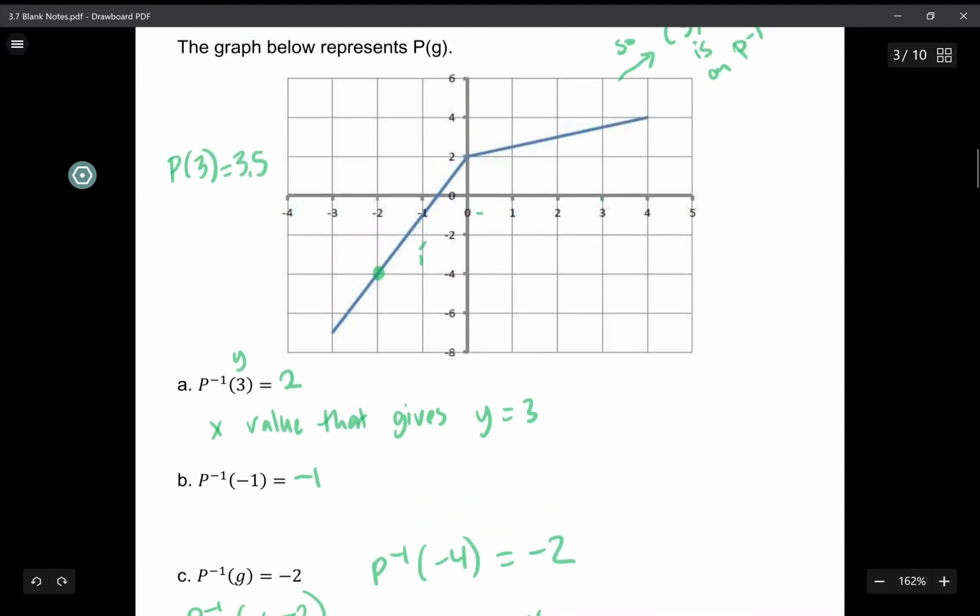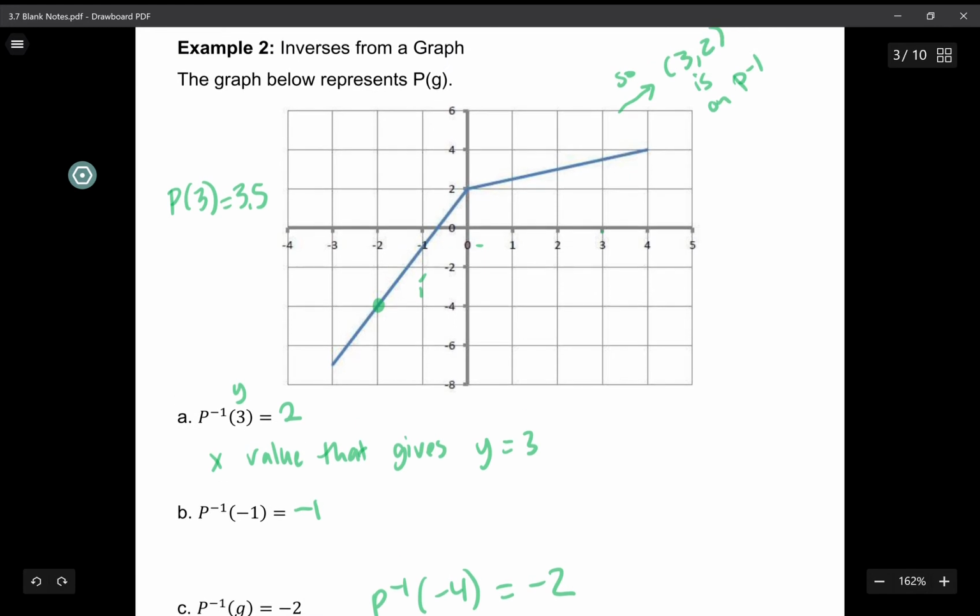So you just got to keep track. What's your function going forward? That's your regular function. What's coming backwards? That's your inverse function.